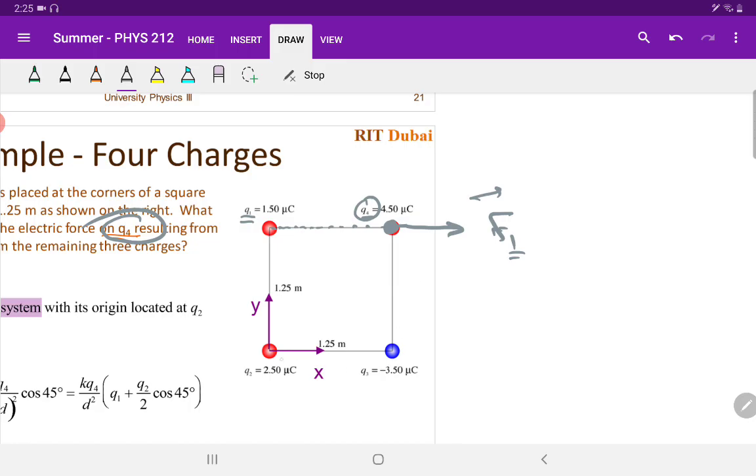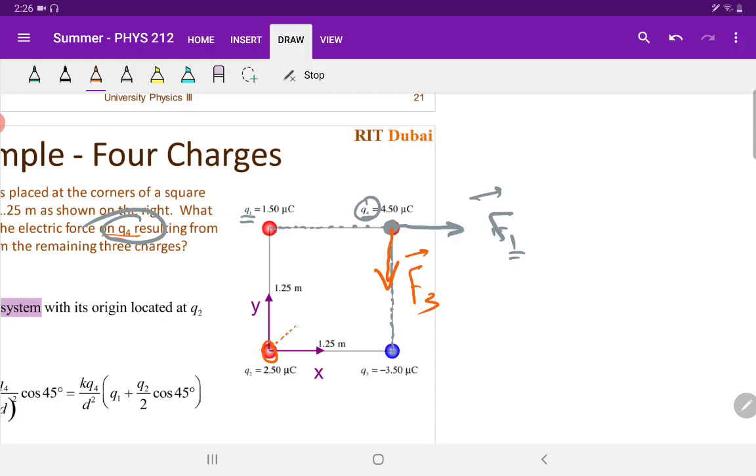Now, the same thing I will apply for Q3. Q3 here is negative, and the charge of Q4 is positive. In which direction is the force? We know the force will again be parallel to the line connecting these two. Since it's an attractive force because they have opposite charges, this will give me F3. So F3 is going in which direction? Down.